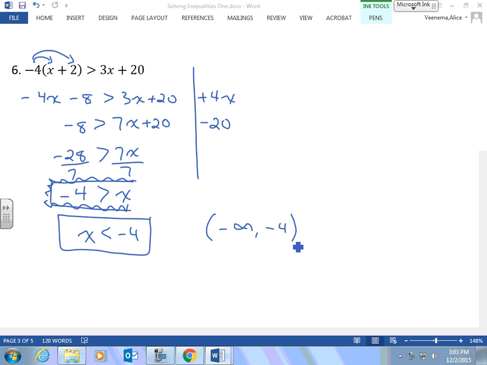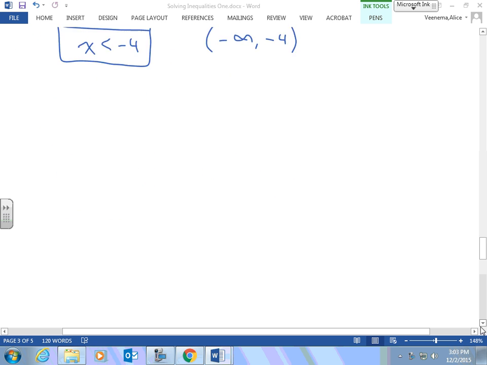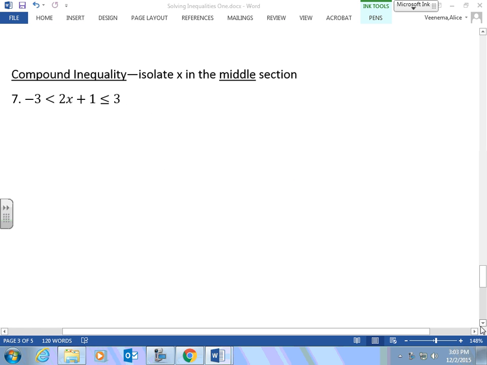I want to do one more example with you, and that's when we're solving a compound inequality. A compound inequality has two inequality symbols in it. And you have seen these before when we've said that x is an interval with a boundary on the left and a boundary on the right. And so this is one of those cases. The trick here is isolate x in the middle section, okay? So I have x already in the middle section of this one. So let's subtract 1 from all three pieces.